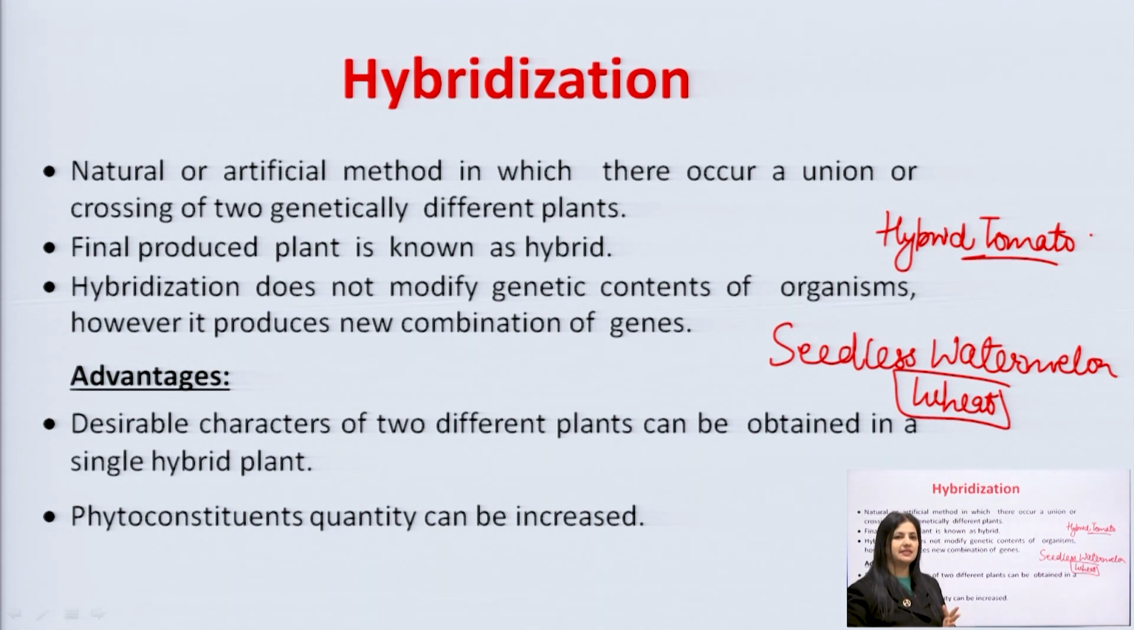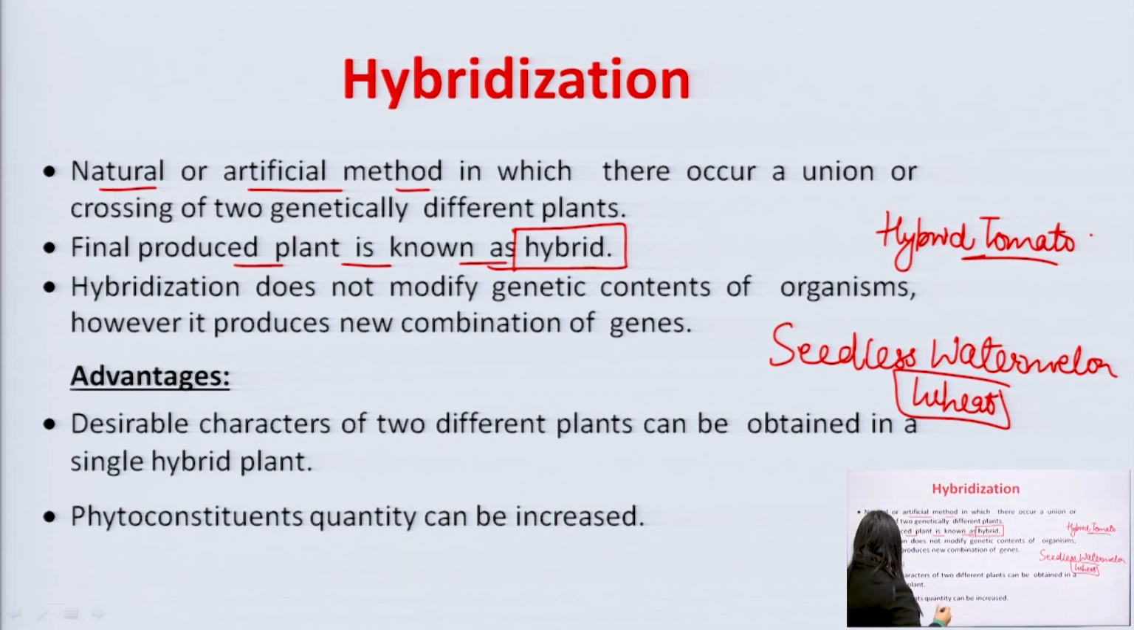So, what is hybridization? It is a natural or artificial method in which there occurs a union or crossing of two genetically different plants. आप दो plants का mixture करते हैं so that you get what you want, right? The final produced plant is known as a hybrid. Hybridization does not modify the genetic content of the organism. However, it produces new combinations of the genes, right?